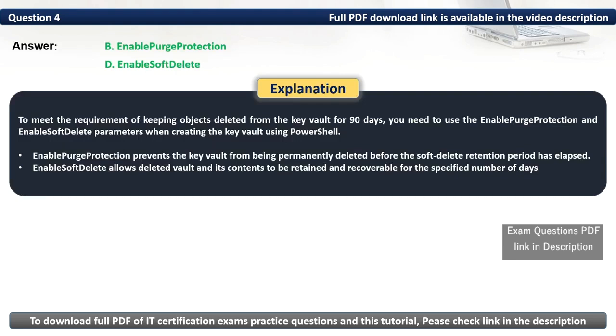To meet the requirement of keeping objects deleted from the key vault for 90 days, you need to use the enable purge protection and enable soft delete parameters when creating the key vault using PowerShell. Enable purge protection prevents the key vault from being permanently deleted before the soft delete retention period has elapsed. Enable soft delete allows deleted vault and its contents to be retained and recoverable for the specified number of days.